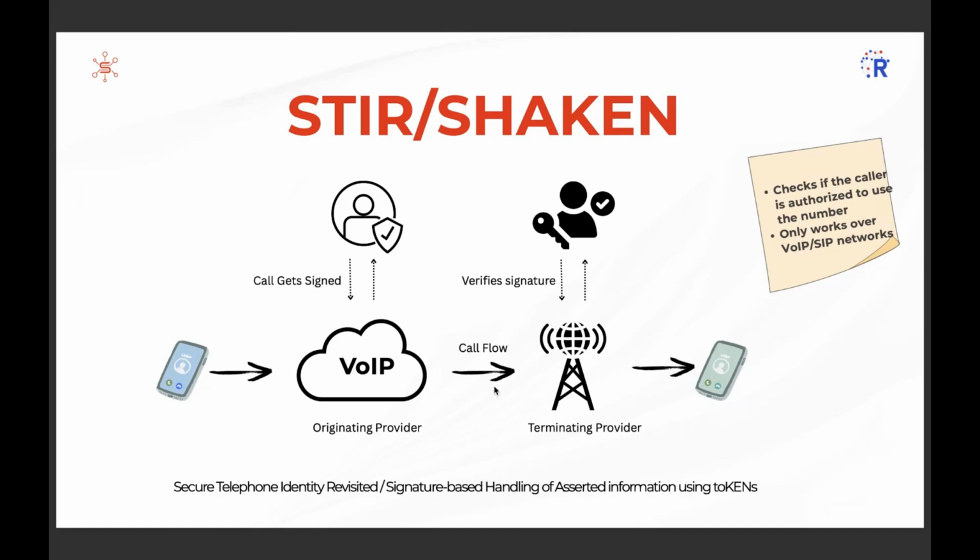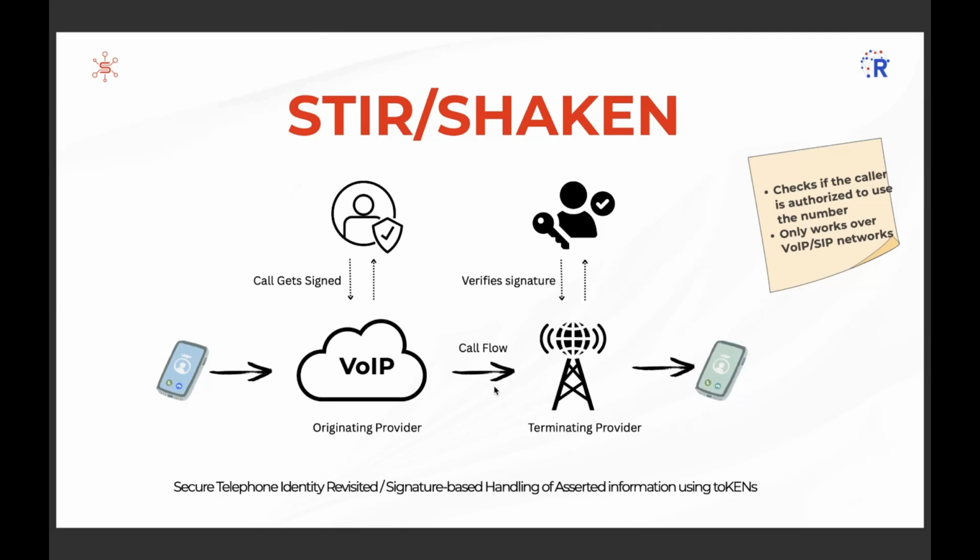Here's how it works. When someone makes a call, usually through a VoIP provider, that provider attaches a digital signature to the call. This signature confirms that the caller is authorized to use the number they are presenting. As the call travels through the network, the receiving provider checks that digital signature. If everything matches up, the call is treated as legitimate, and in some cases, it might even show a verified caller label on the recipient's screen. Sorry. It's a big step forward in rebuilding trust in phone calls.